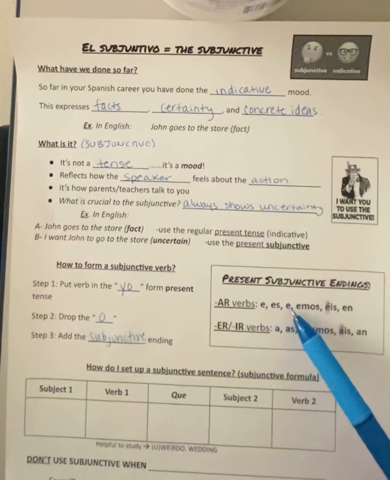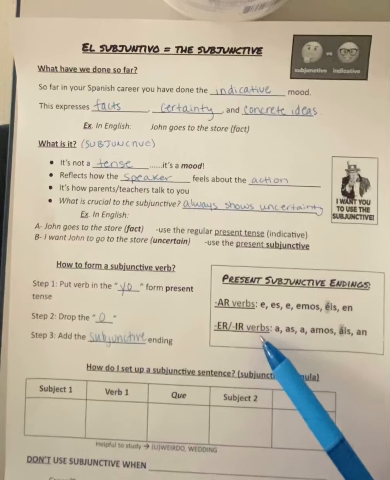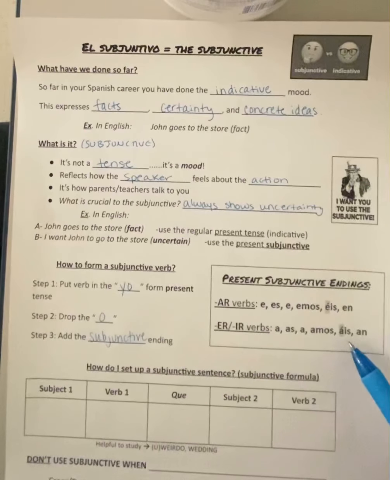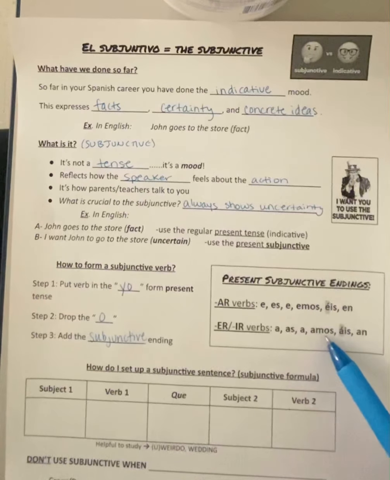Right? Yo, tú, él, ella, usted, nosotros, vosotros, ellos, ellas, ustedes. And then ER and IR verb endings: a, as, a, amos, áis, an. Again, yo, tú, él, ella, usted, nosotros, vosotros, ellos, ellas, ustedes.